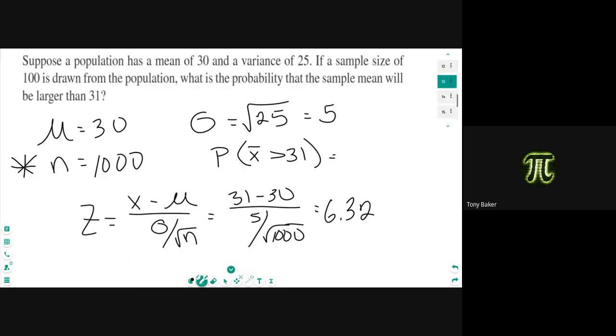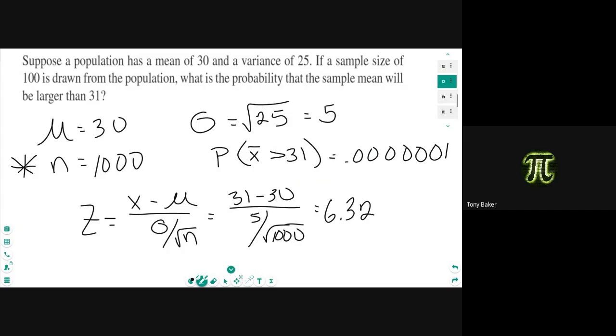So what's the probability that my sample mean will be larger than 31? Very minuscule, so it's not even on the table anymore. Just make up a bunch of zeros and put a 1 at the end, basically. Yeah, basically it's not going to happen.